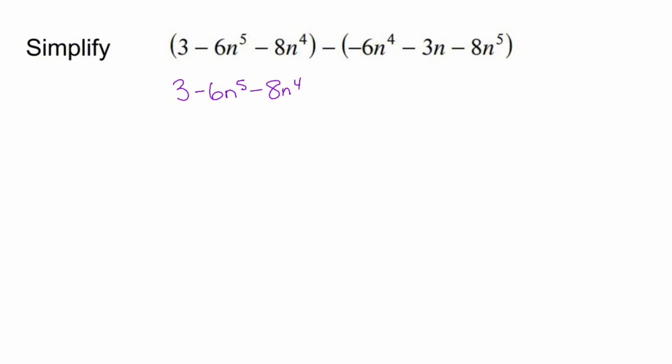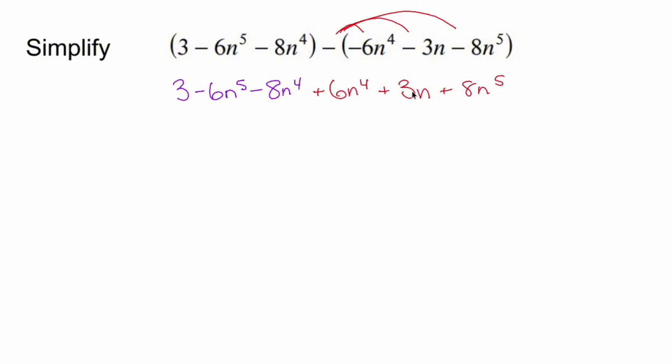Now we can't say the same about the next guy because there's a negative in front of this. So what we have to do is distribute the negative. Now what that means is take every term in here and make it opposite. Negative 6n to the 4th is positive 6n to the 4th. Negative 3n is positive 3n. Negative 8n to the 5th is positive 8n to the 5th.